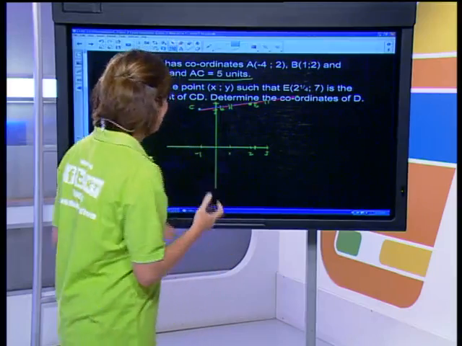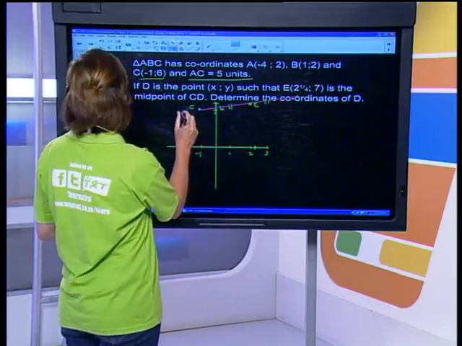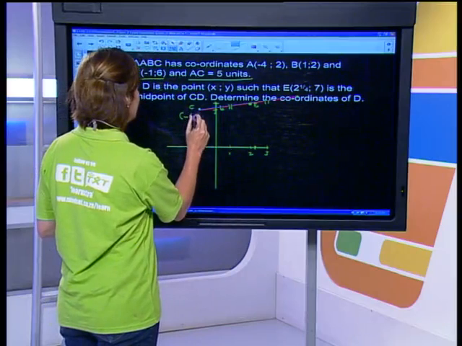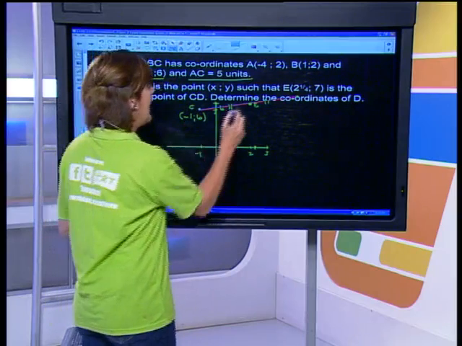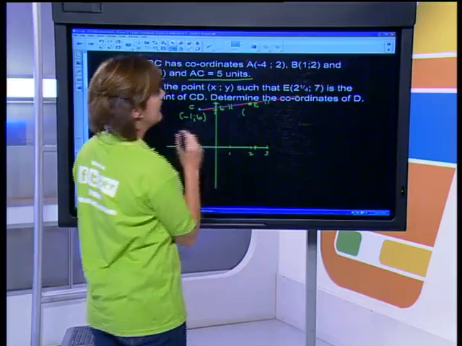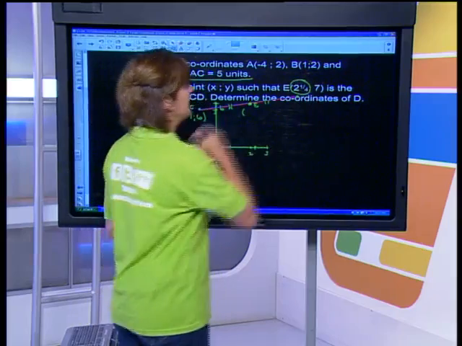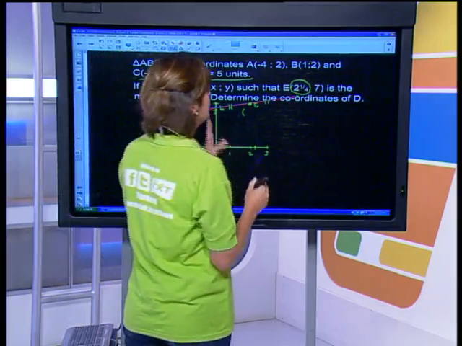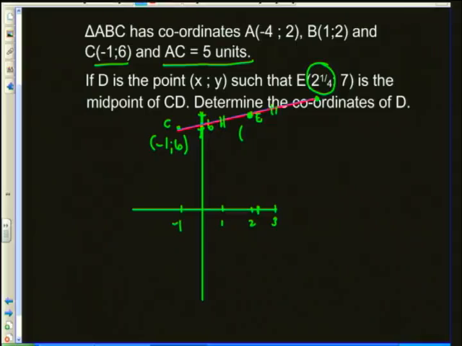So in this case, I have point C, and I know that the coordinates are (-1, 6). And I have point E. Now they've given this to you as a mixed fraction. We don't want to leave that as a mixed fraction. Write it as an improper fraction, which is going to be 9 over 4, and 7. Those are the coordinates of point E. It's point D that we don't know. There's X and Y, and we have no idea right now what those coordinates are.